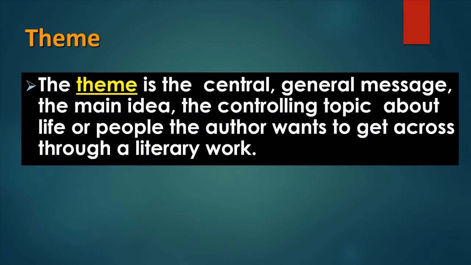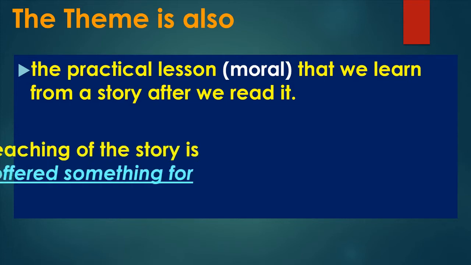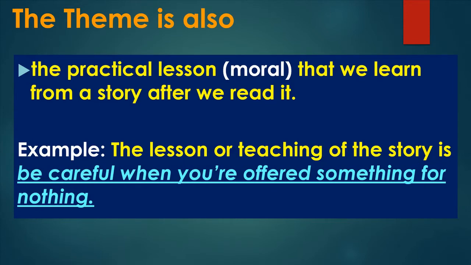Next, we have the theme. The theme is the central or general message or the main idea. It is the controlling topic about life or people the author wants to get across through a literary work. The theme is also the practical lesson or the moral that we learn from a story after we read it. Example, the lesson or teaching of the story is, be careful when you're offered something for nothing.